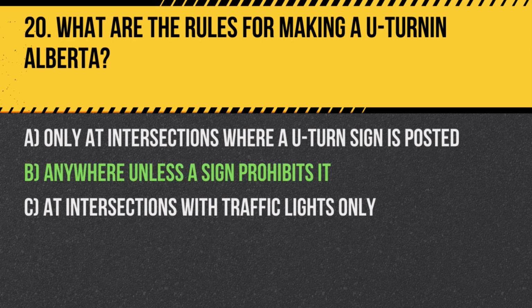Answer. B. Anywhere unless a sign prohibits it. In Alberta, U-turns are allowed at any intersection unless there is a sign specifically prohibiting them, but they should not be attempted on highways or where visibility is restricted.